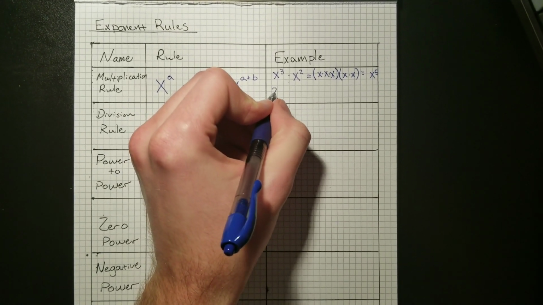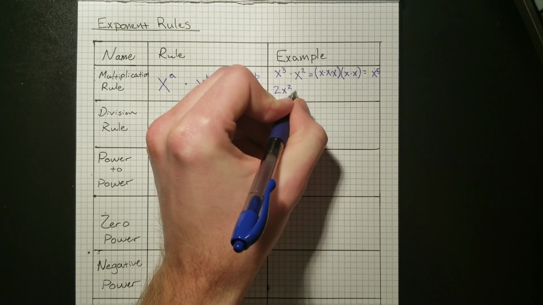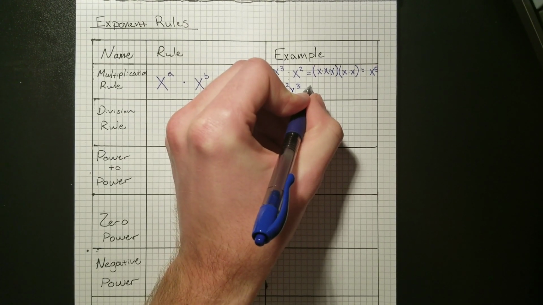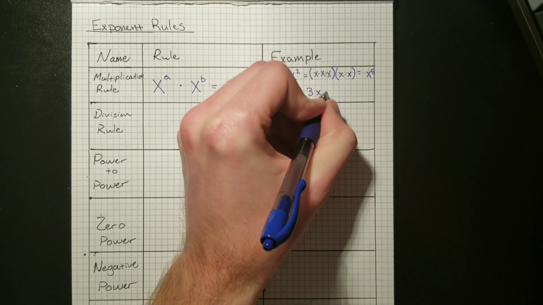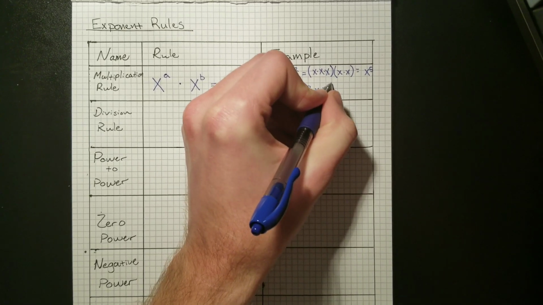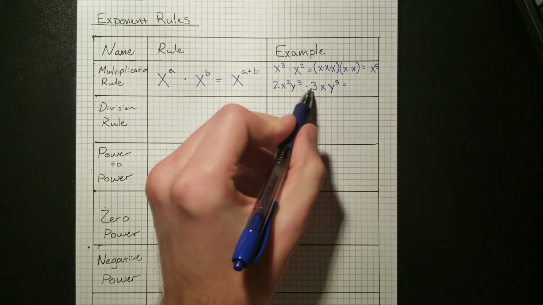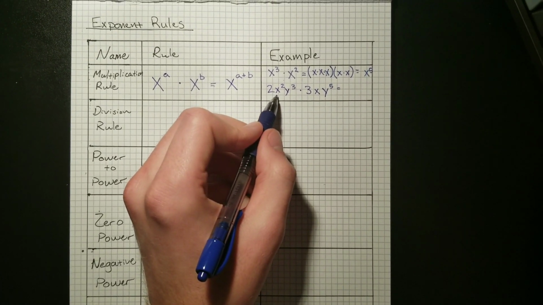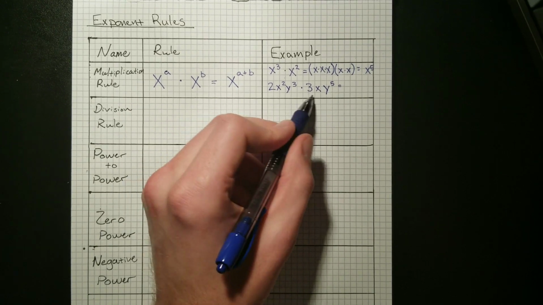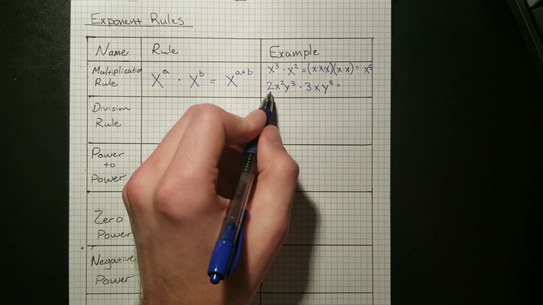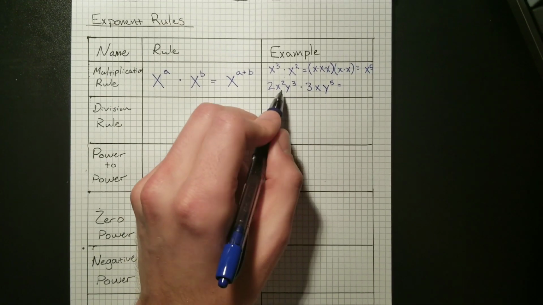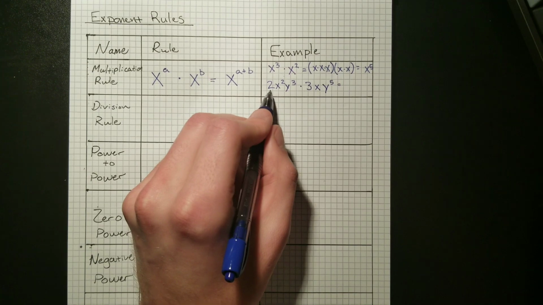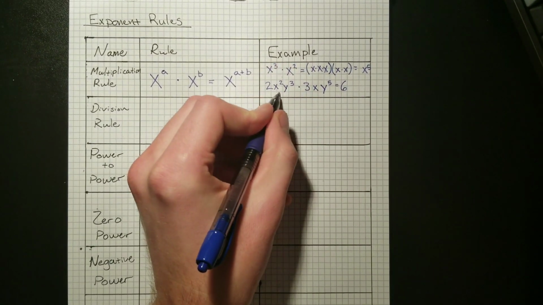So for instance, let's say we had 2x squared y to the third times 3x times y to the fifth. We've got a bunch of different variables and a couple different numbers. How would you combine all of this? The first thing we're going to do is combine the numbers, and that rule doesn't change. Don't do the exponent rule with those 2 numbers because those aren't exponents. Those are coefficients. So 3 times 2 is 6.